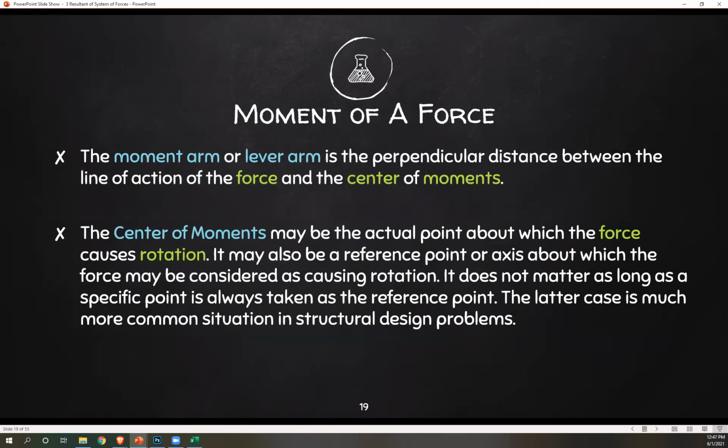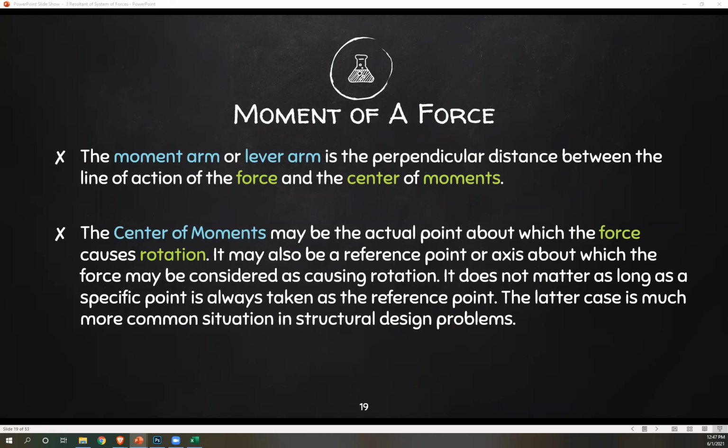Now that perpendicular distance can also be called the moment arm or lever arm. The moment or lever arm is the perpendicular distance between the line of action of the force and the center of moments. The center of moments may be the actual point about which the force causes rotation. It may also be a reference point or axis about which the force may be considered as causing rotation. It does not matter as long as the specific point is always taken as the reference point. The latter case is a much more common situation in structural design problems.